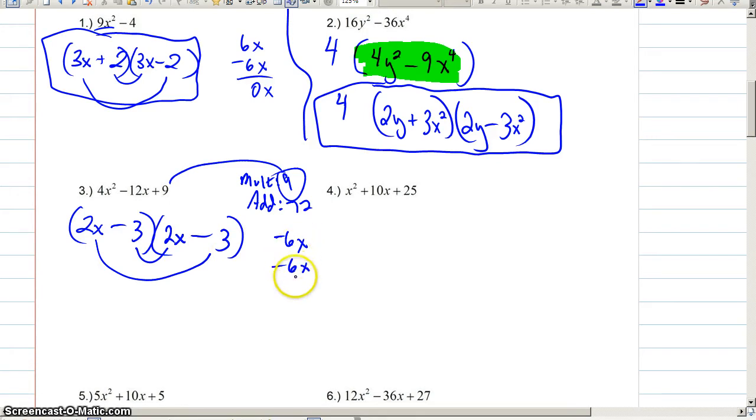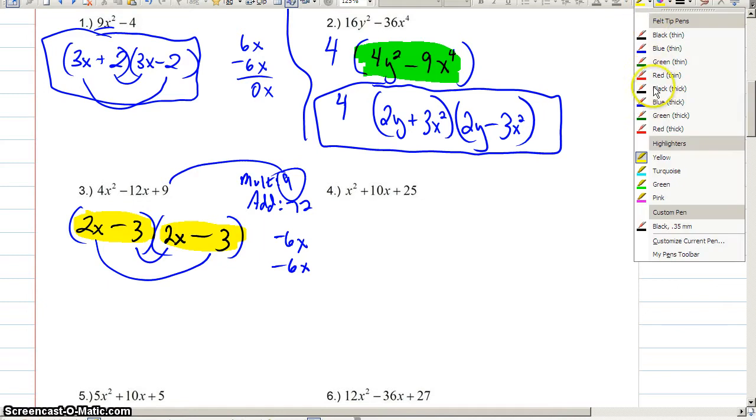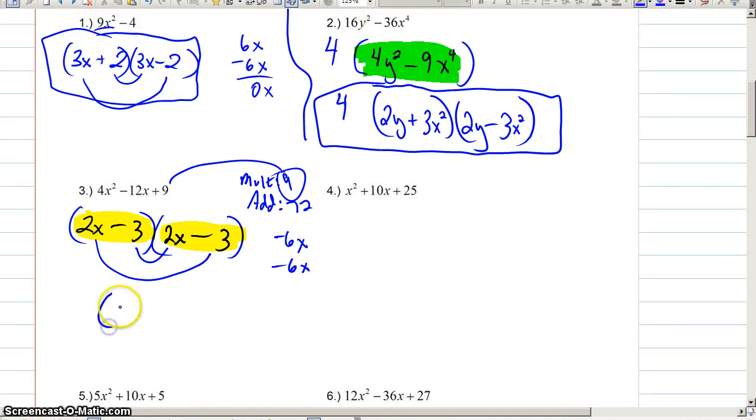You can see negative 6x and negative 6x adds up to negative 12, but negative 3 times negative 3 actually will multiply to a positive 9. Look at these two expressions, very different. We never saw this happen in our homework before. These factors are the same. And because they're the same, we can write it more simply as 2x minus 3 quantity squared.